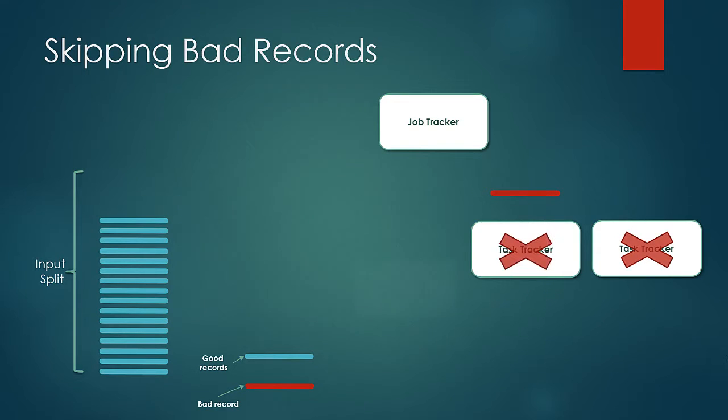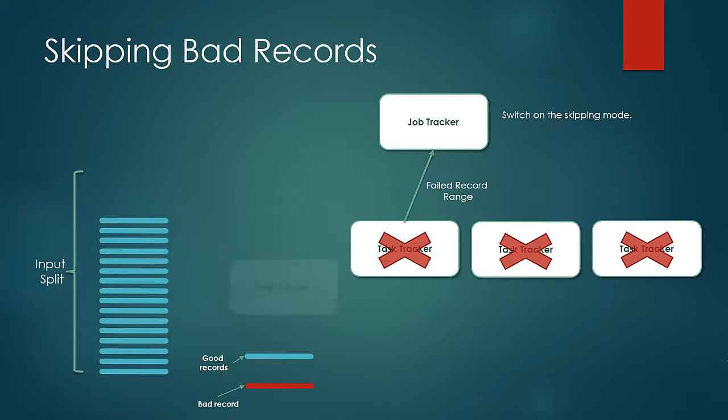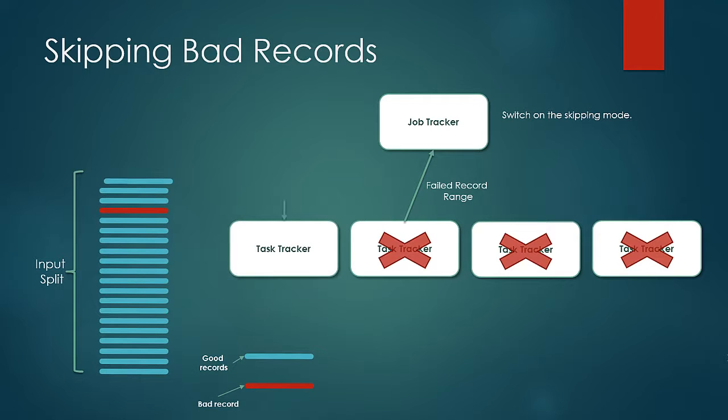And again the job tracker spawns the task on a new task tracker. This task would again process the good records, and when it fails, it sends the record on which it has failed, and skipping mode is enabled by the job tracker. Now on the fourth attempt, the task processes the good records, and when it reaches the bad record, it would skip it, try the next records, and continue processing. So there are 3 failures before the skipping mode is enabled.